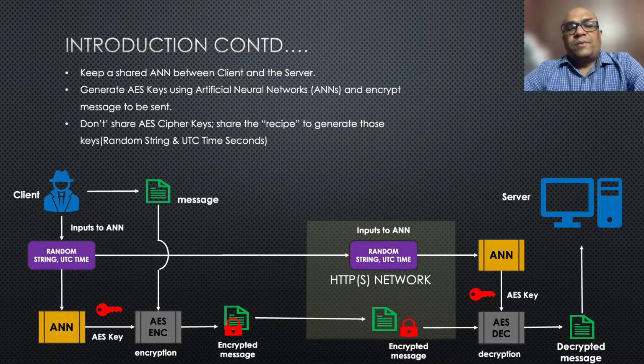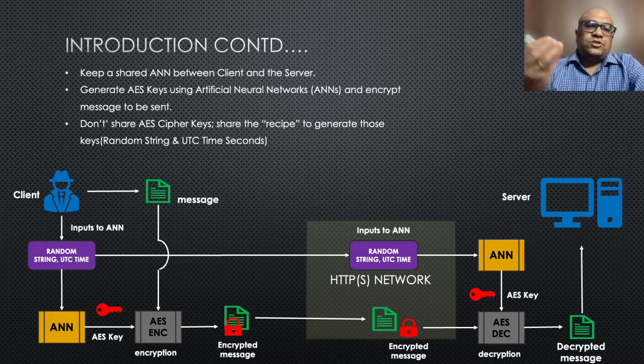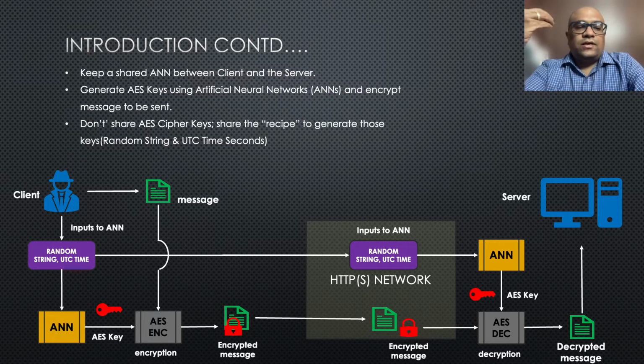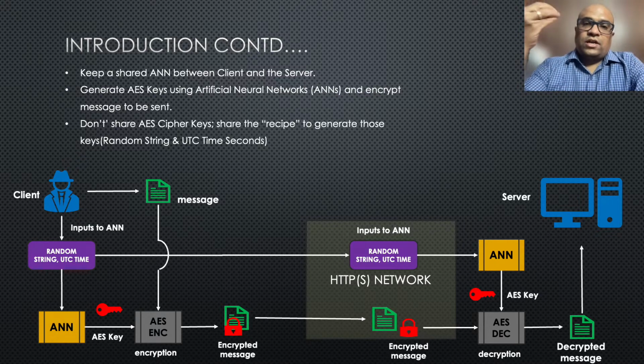So as depicted in the picture, the client first generates a random string, which is a UUID, and a UTC timestamp of the machine, assuming that the server is also having the same UTC timestamp. The ANN feeds the random string and the UTC timestamp to get the AES key depicted in red color. Then it uses AES, Advanced Encryption Standard, to encrypt the message, and that message is sent on the network along with the inputs that are given to the network, which are the random string and the UTC time.